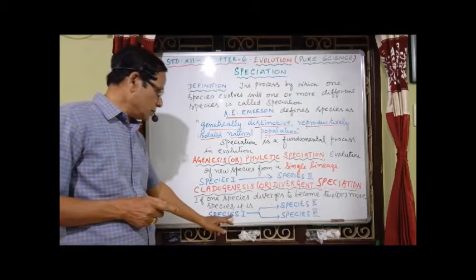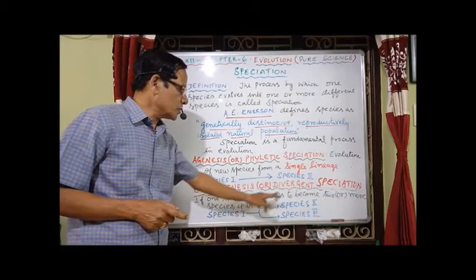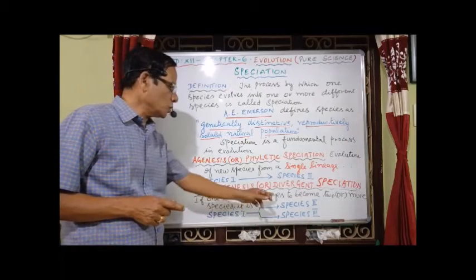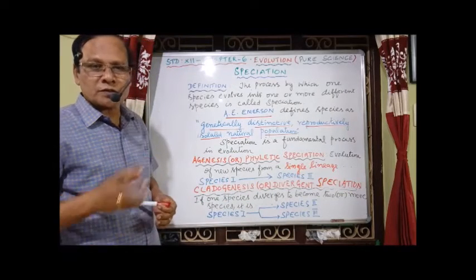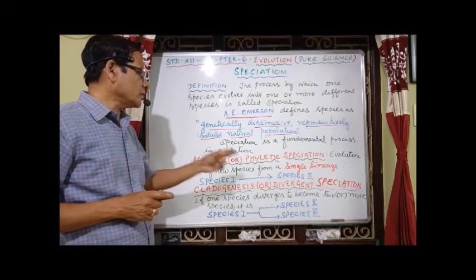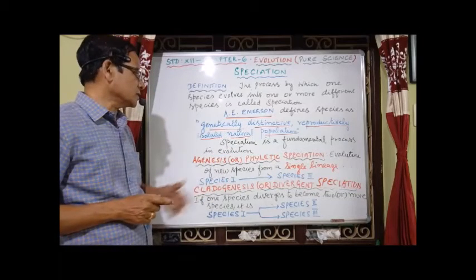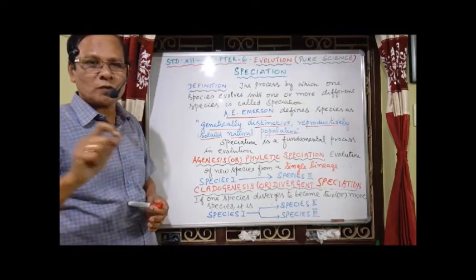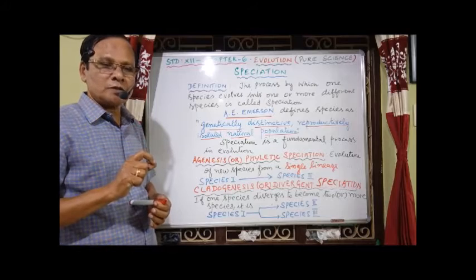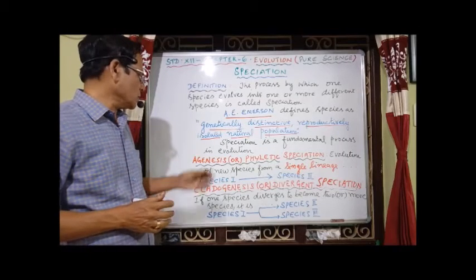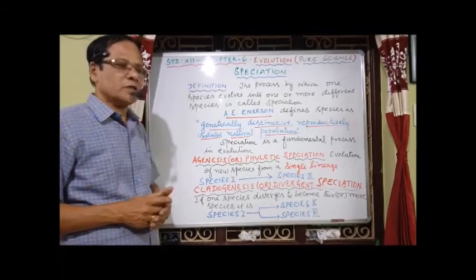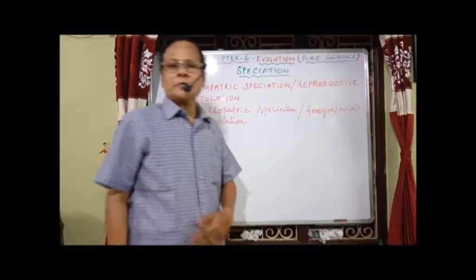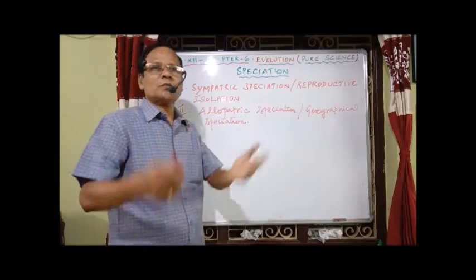Now we see that species 1 is giving rise to species 2 and species 3. I am representing only two species. From a single species, two or more species have diversified, hence called divergent speciation or cladogenesis. These are two general types of speciation: from one species to another species, or from one species into two or more species. Accordingly, we have anagenesis or phyletic speciation, then cladogenesis or divergent speciation.